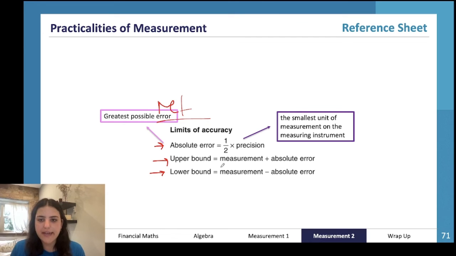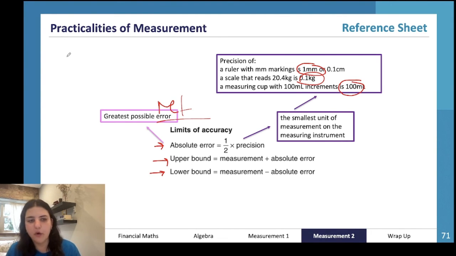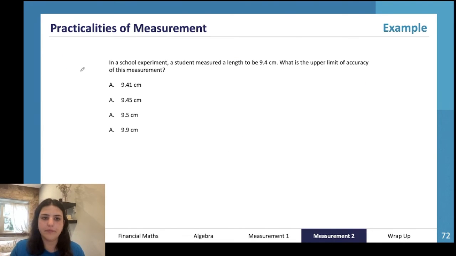The precision is the smallest unit of measurement on the measuring instrument. So let's say a ruler that goes to millimeters, the precision is going to be 1 millimeter. If a scale reads to 20.4 kilograms, the precision is 0.1 kilograms. If a measuring cup goes by 100 mils, then the precision is 100 mils. Let's say the scale only goes to 21, 22, 23, 24. It only goes up by 1 kilo. Our precision would be 1 kilogram.